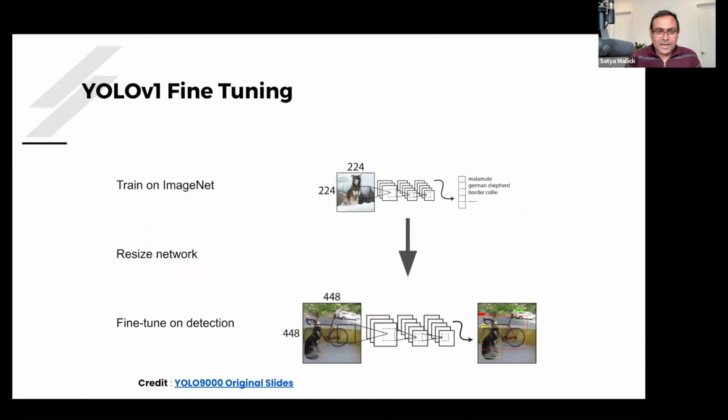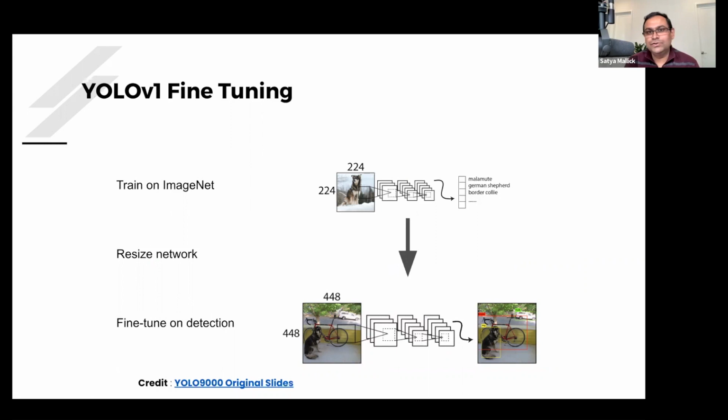So as we all know, ImageNet, which is a very big data set of images, people use that a lot for fine tuning. Whenever they build something for image classification, you start with ImageNet.